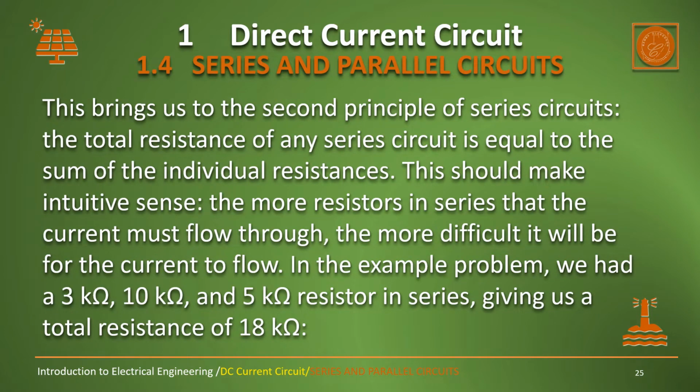This brings us to the second principle of series circuits. The total resistance of any series circuit is equal to the sum of the individual resistances. This should make intuitive sense. The more resistors in series that the current must flow through, the more difficult it will be for the current to flow. In the example problem, we had a 3 kilo ohm, 10 kilo ohm, and 5 kilo ohm resistor in series, giving us a total resistance of 18 kilo ohms.